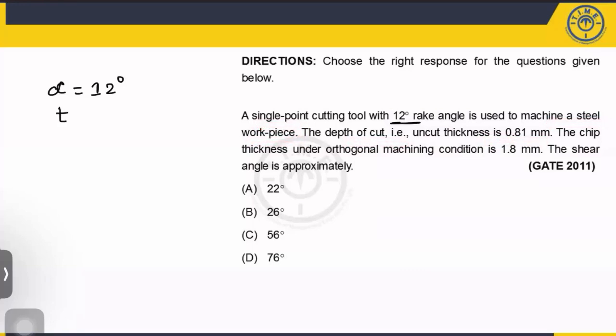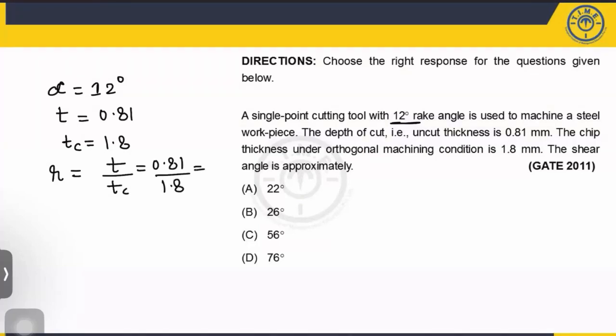Uncut chip thickness, let us suppose t, is 0.81, and the chip thickness is given as 1.8. First of all, you will calculate the chip thickness ratio, uncut chip thickness to the chip thickness: 0.81 divided by 1.8. Let me calculate this value. I think this value will be 0.45. Yeah, correct, 0.45.